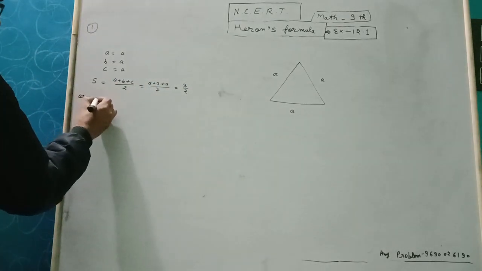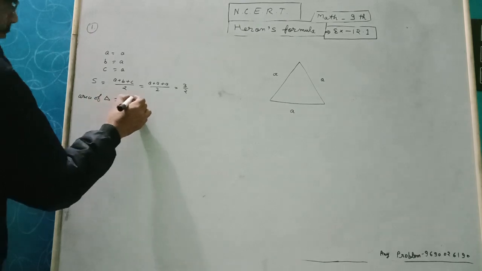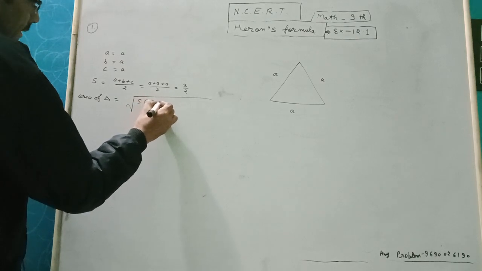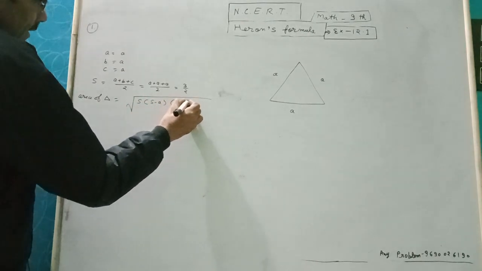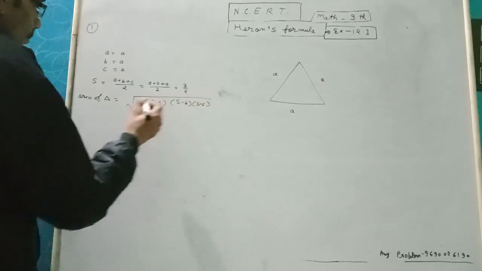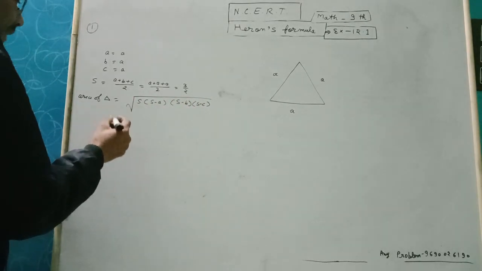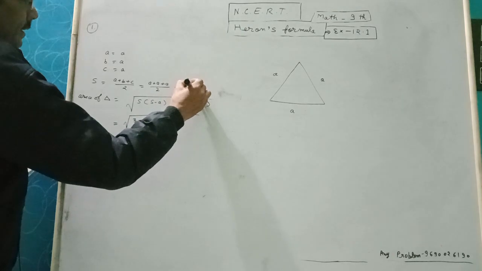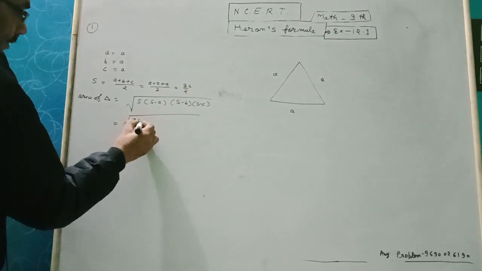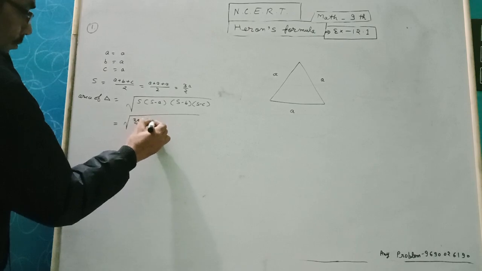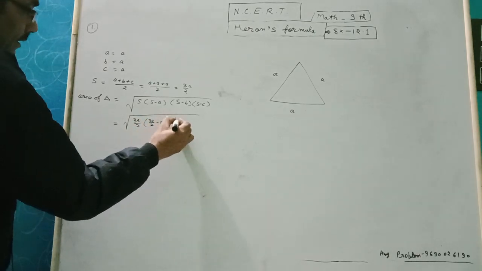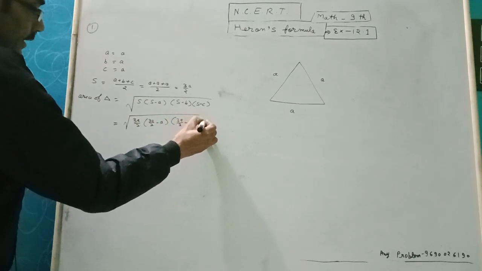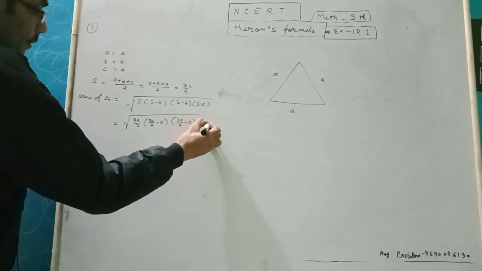Area of triangle is equal to under root S (S minus A)(S minus B)(S minus C) is the formula. Putting the values of S and A and B and C, under root, S value is 3A upon 2, so 3A upon 2 minus A, 3A upon 2 minus A, 3A upon 2 minus A.